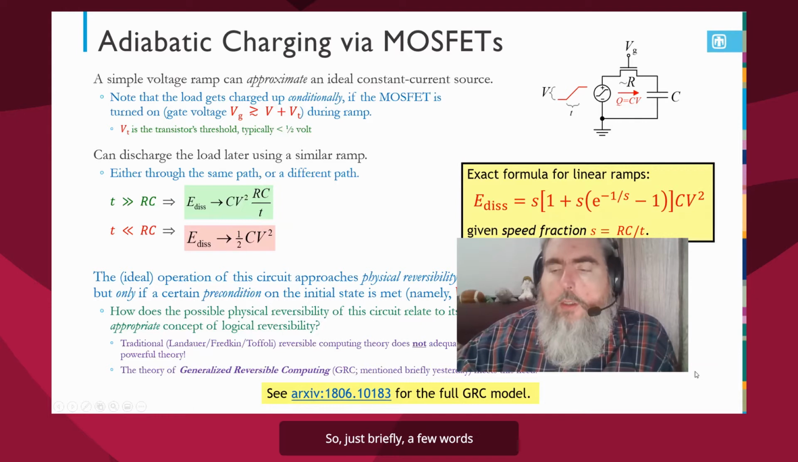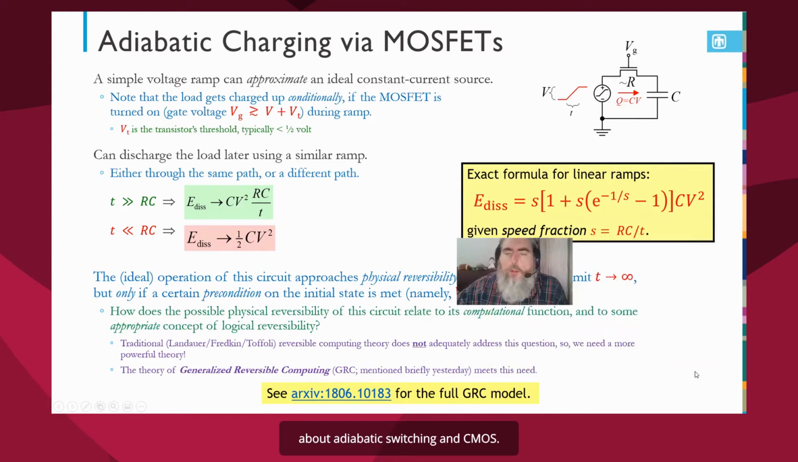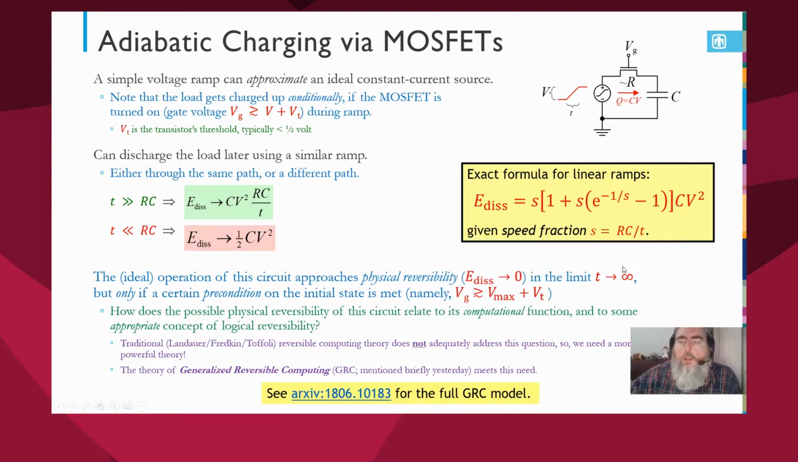Okay, so just briefly, a few words about adiabatic switching in CMOS. The way we do this is that instead of having a constant supply, we have a variable voltage supply that ramps up over some period of time. And through standard analyses, one can show that the energy dissipation in that transistor has this form, where it scales down as the time for the transition increases.